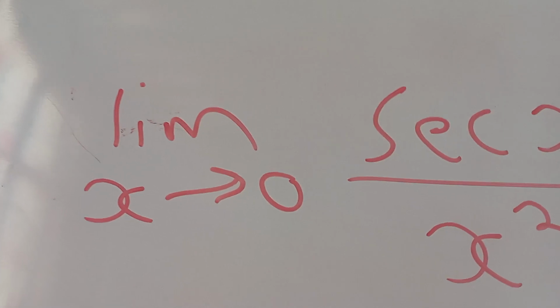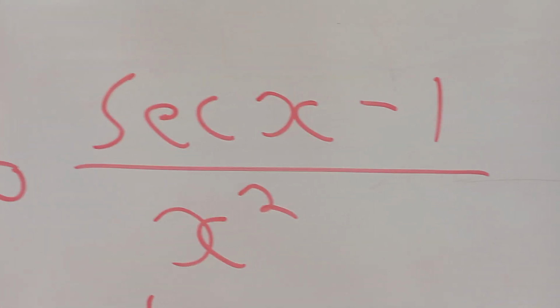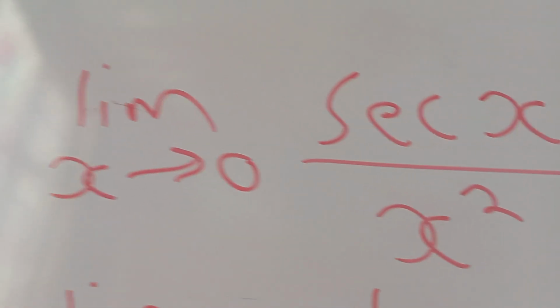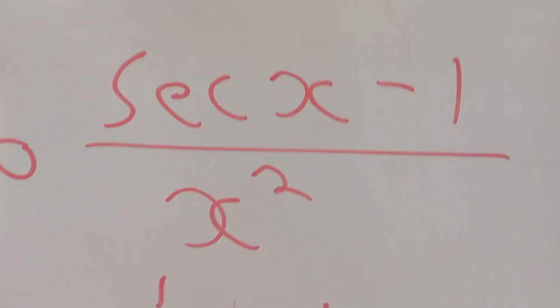On today's lesson, we'll be doing limits. The limit as x approaches 0 when we are given sec x minus 1 all over x squared. Right, so we are given a trigonometric identity, sec x.